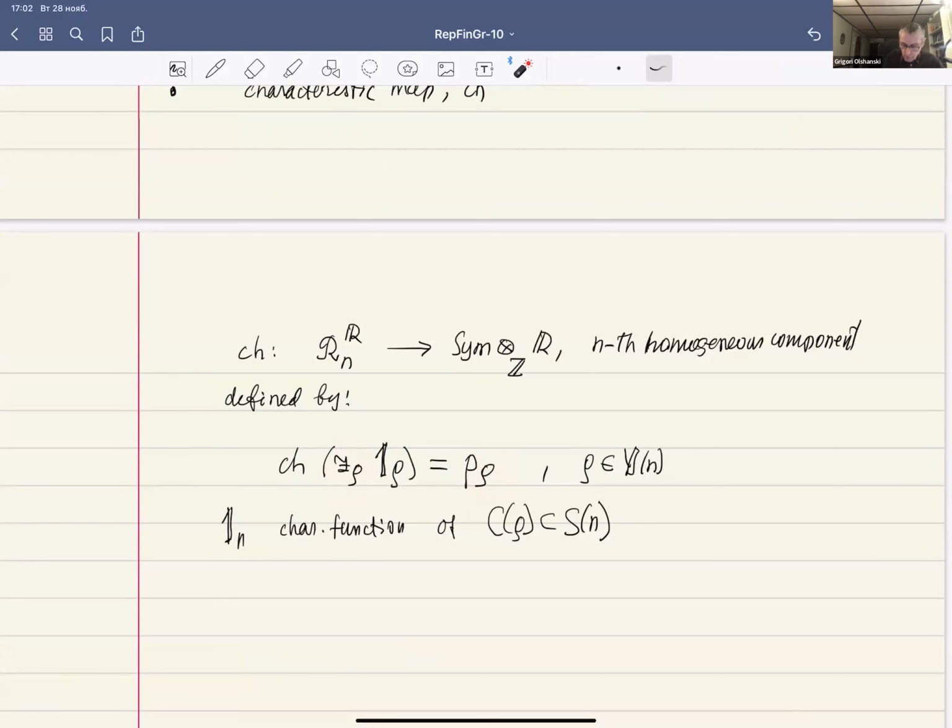And next, I proved, we know, that the characteristic map preserves multiplication.